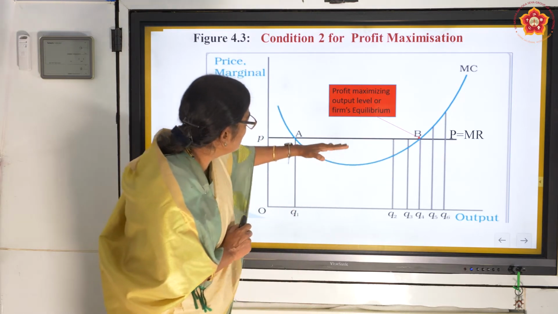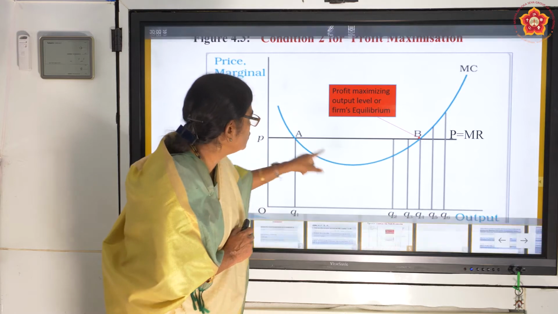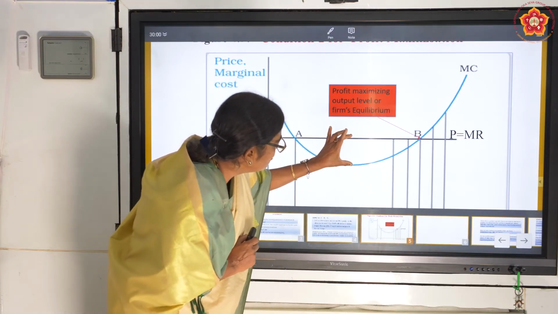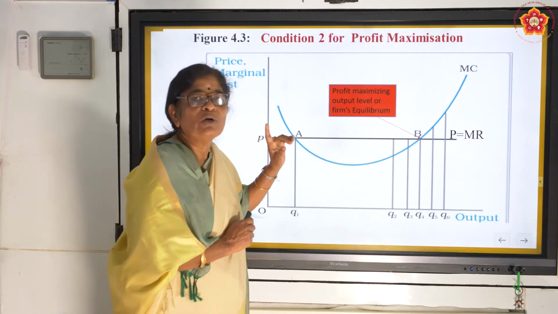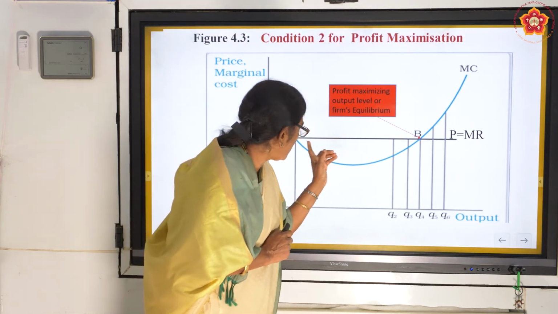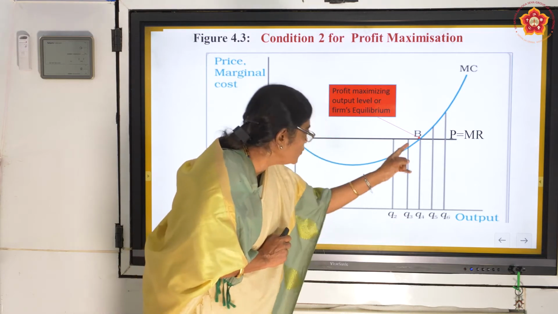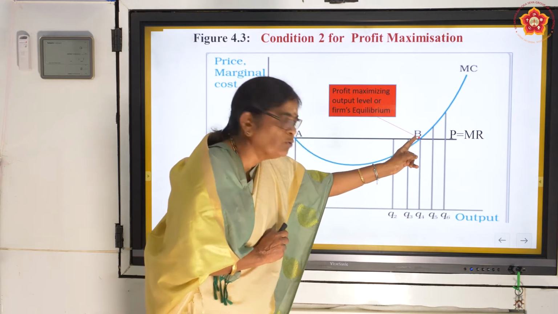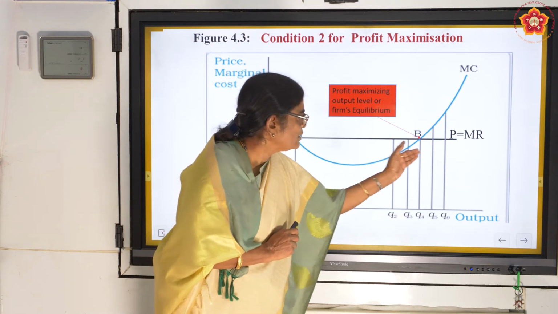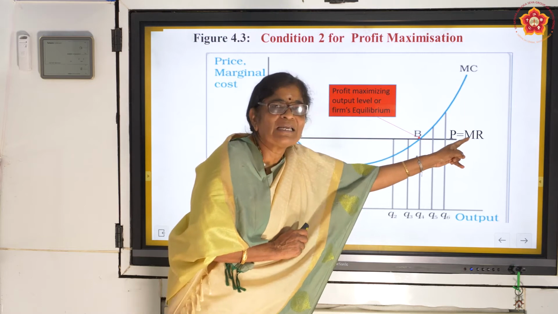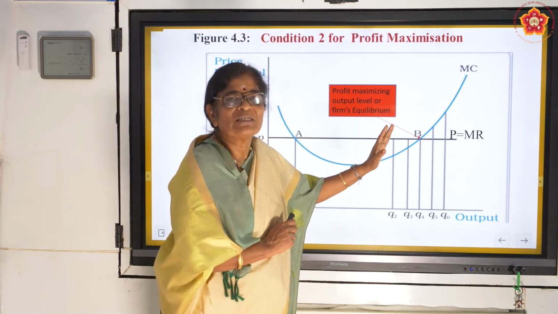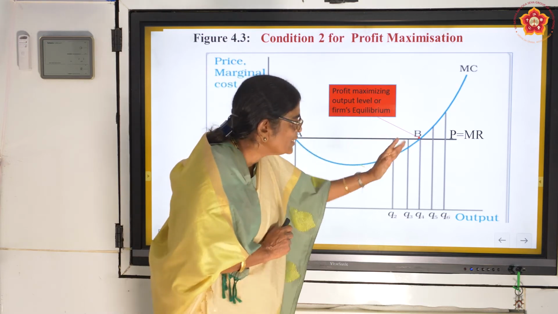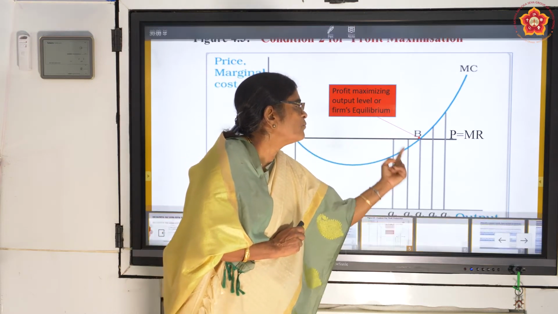Therefore, what you can observe is MR is greater than MC, because the MC line is below and the MR line, or price line, is above. There is a difference. What is this difference? The difference indicates profit. And it goes on up to Q4 level of output, with the price line above and the MC line below. And here at point B, you can see the MC curve cuts the price line, or MR line, from below. That means what? It is obvious, MC was lower than the MR. That's why it cuts at that point from below.